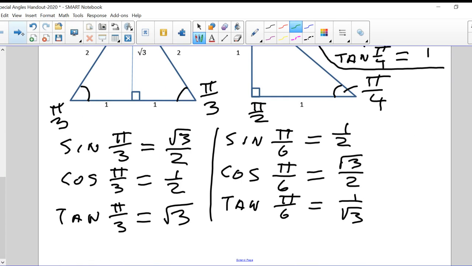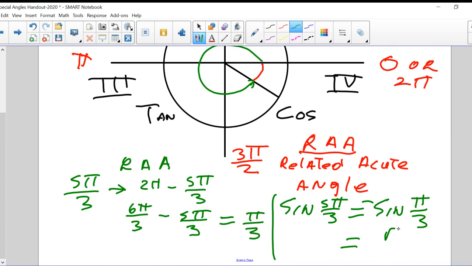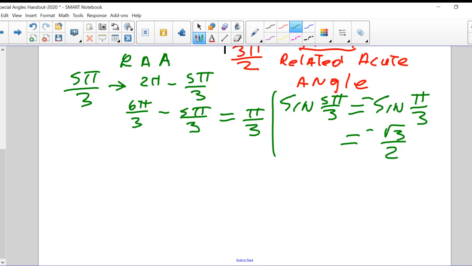Perfect. So my answer for this question is root 3 over 2, but negative. Right? Why is it negative? I'm in the fourth quadrant. Now let's answer the question as to the cosine of 5 pi over 3. What is that equal to? Well, it's the same thing as the cosine of the related acute angle of pi over 3.